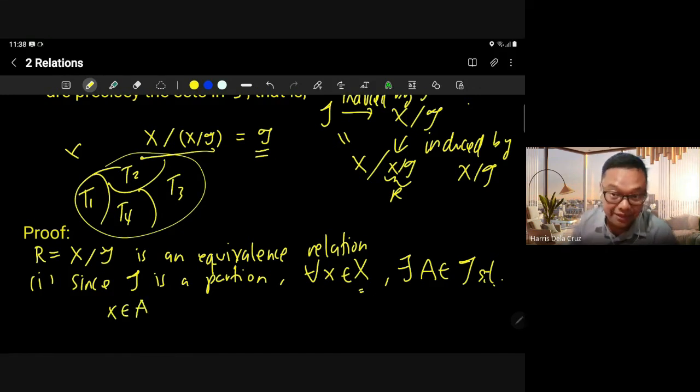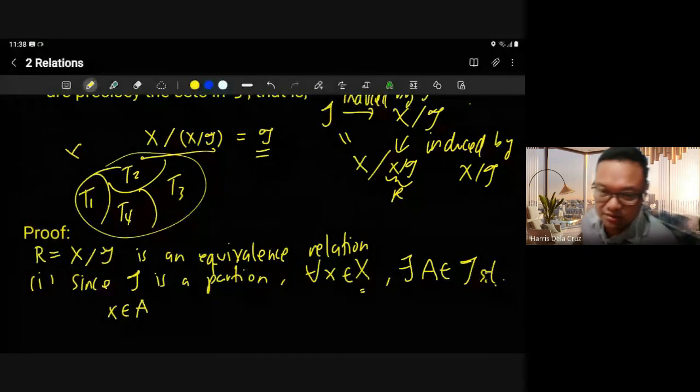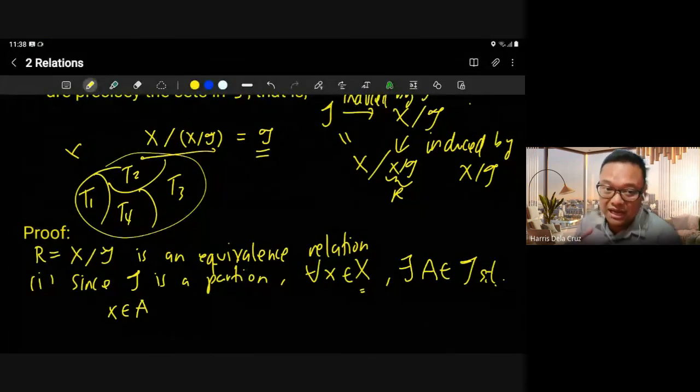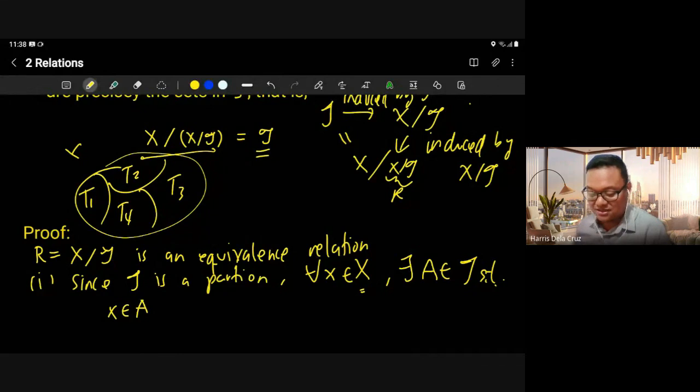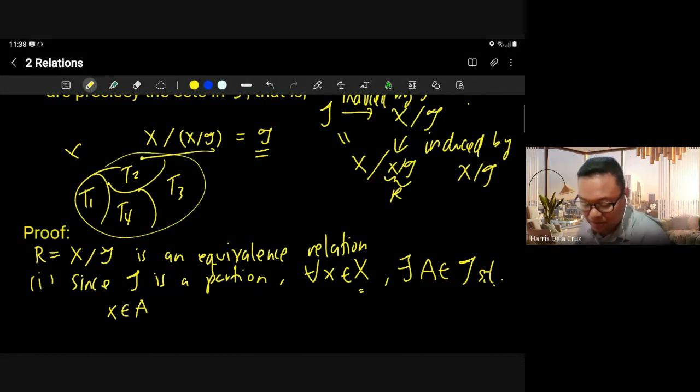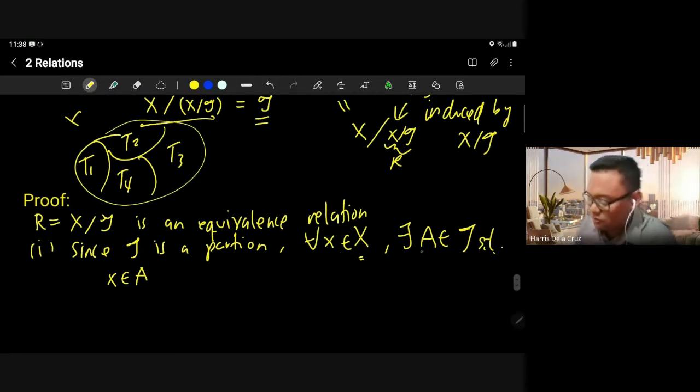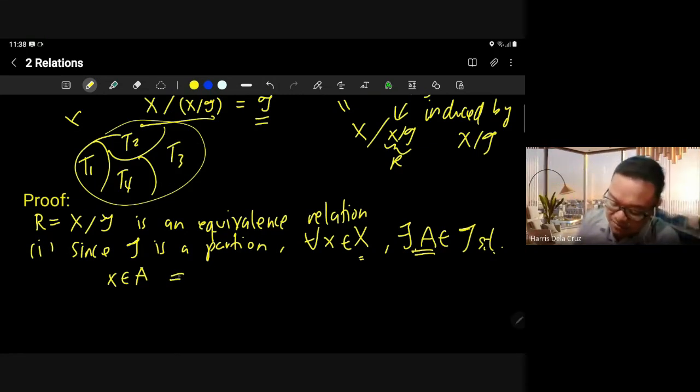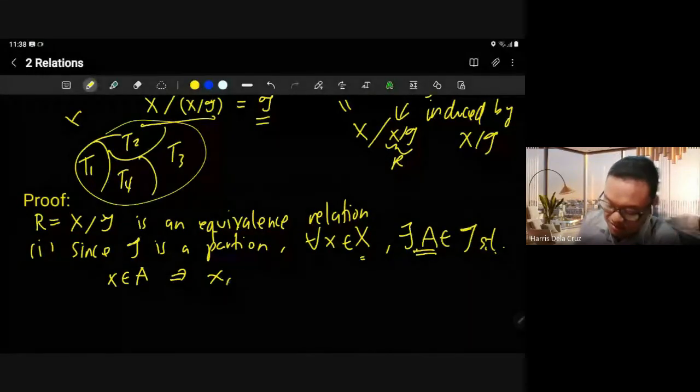So isa dyan yung A. Again, that's just a naming convention. So basta isa dyan sa mga T na yan yung A. So again, kasi partition siya eh. So lahat ng element ng X dapat nandun. Di ba? Dapat may isang member ng partition na nagko-contain ng kahit anong element ng X. So any element of X, you can always find a set A in the partition such that X is in A. Now, technically speaking, if X is in A, then ibig sabihin nun, di ba, both X and X is in A.